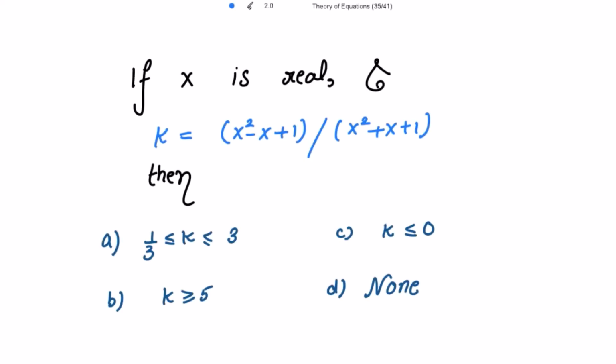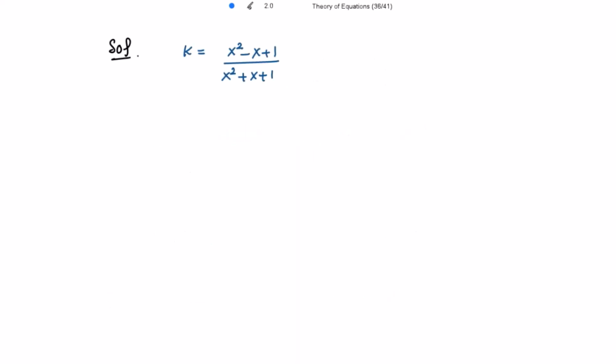x is real and k is equal to (x²-x+1) divided by (x²+x+1), then we have to find which of the following options is correct. So k is equal to this expression, right? Cross multiply, we get k into (x²+x+1) equal to x²-x+1. Multiplying k inside, we get kx² + kx + k equal to x²-x+1.